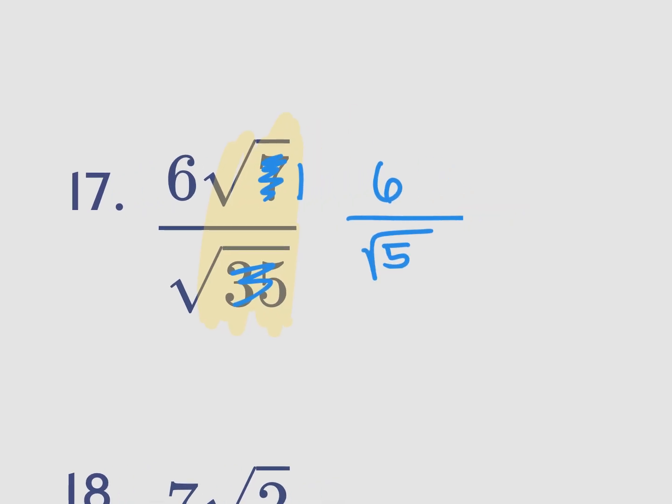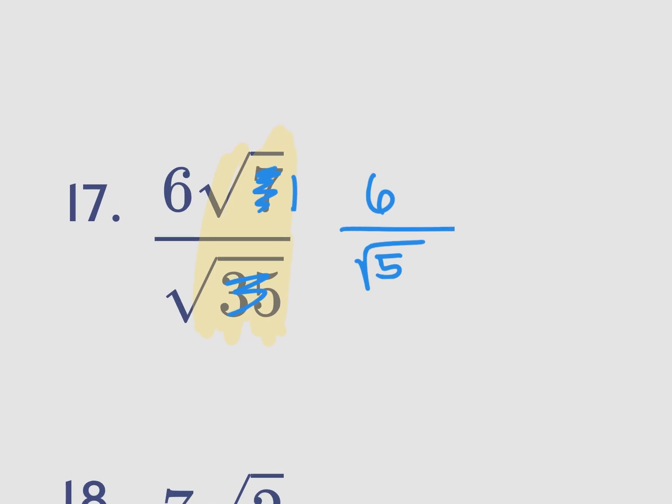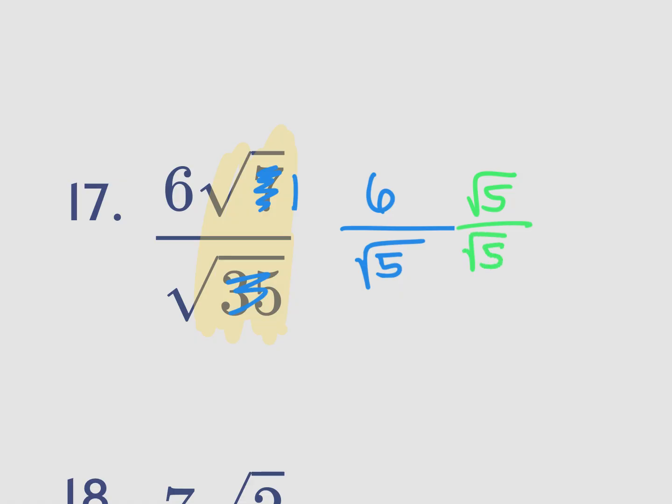It's easier to work with. We still have a radical in the denominator. How do we get rid of it? We're going to do something called rationalizing. We're going to multiply the top and the bottom by what? The square root of 5. Good. And we're doing that because we've got to get the radical to go away.